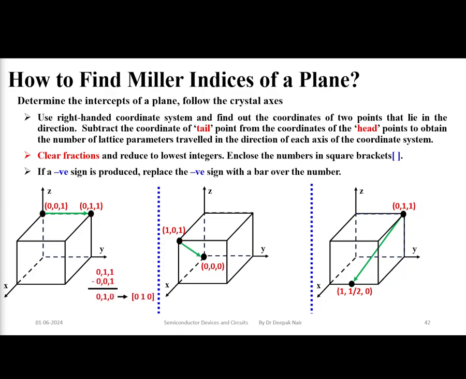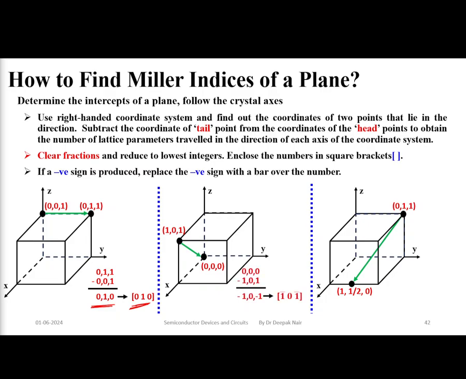Now let us try to get the Miller indices. So subtract the head and tail. You have the head here represented by 0, 1, 1 and the tail here given by 0, 0, 1. So subtract the tail from the head. You will get the number 0, 1, 0. Put them inside the square bracket. This is your final Miller indices.